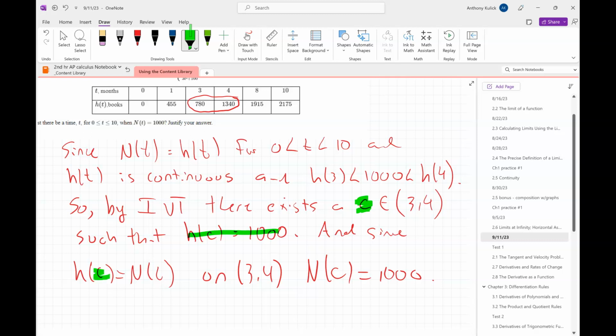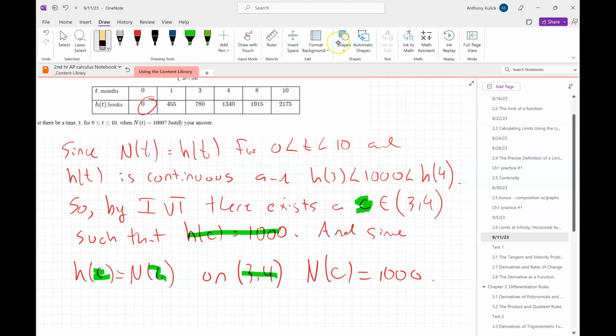And since h of c is going to be the same as n of c on 3, 4, I have some value of n of t at that c. So whatever the c was for h of t is going to be the same c for n of t. Then you use 3 and 4 because it's the smallest interval possible. You could have used 0 to 10 still. That would have been fine, because 1,000 still happens between 0 and 2,000, right?